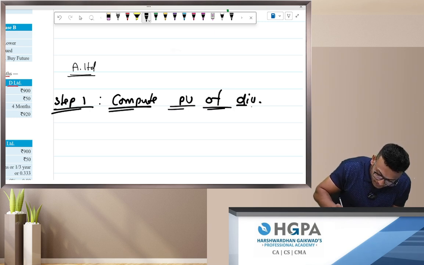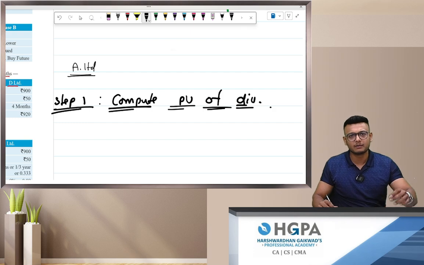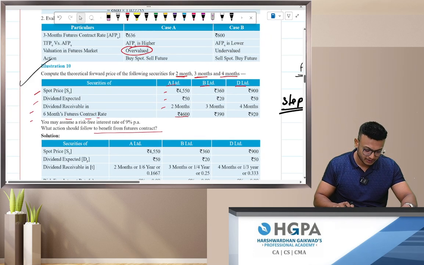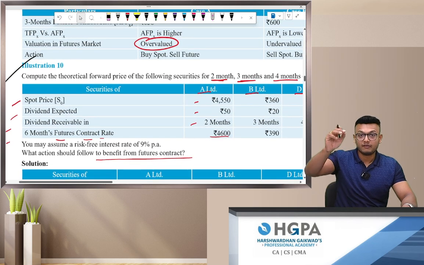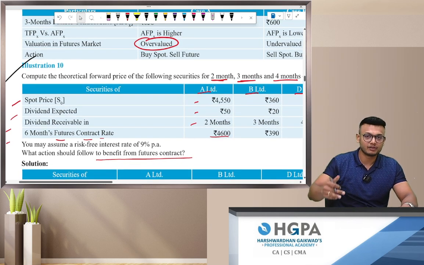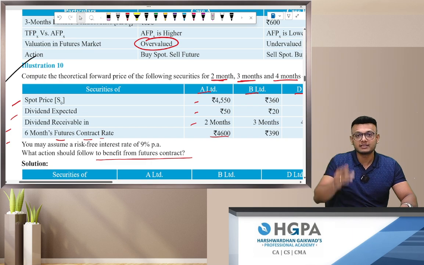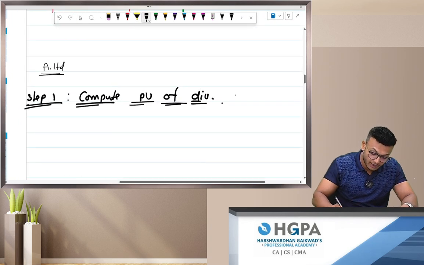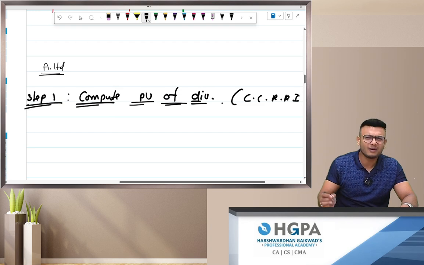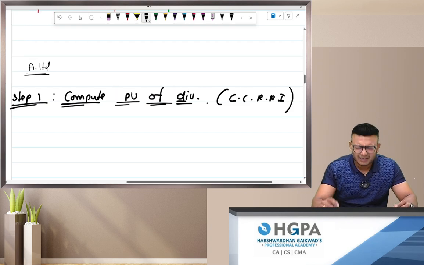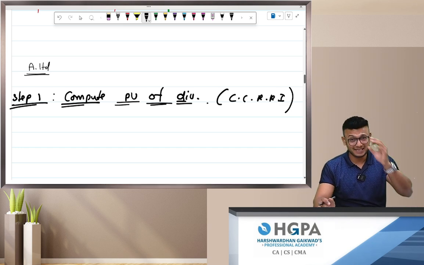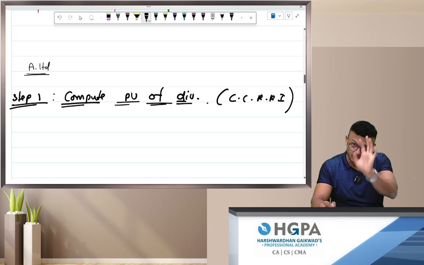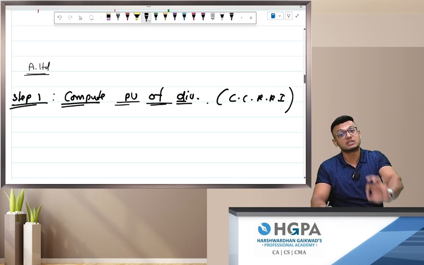the dividend. We need to compute its present value. Why? Because 50 rupees you're going to get, but when? After 2 months, while you're taking the decision today, at T0. So in this also we have to use the CCRRI, the continuous compounded risk-free rate of interest. Basically, with the E formula only you need to do it. The institute follows the E formula.